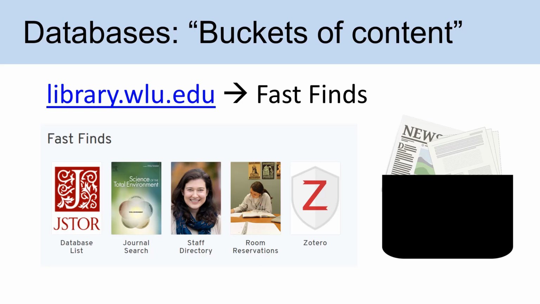There are databases that focus on specific disciplines like Business Source Complete. And there are databases that are specific to format, like newspaper databases or ebook databases. To access the library's robust list of databases, go to library.wlu.edu and select Database List under Fast Finds.